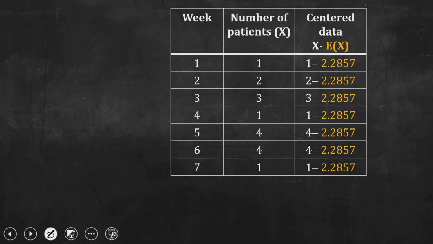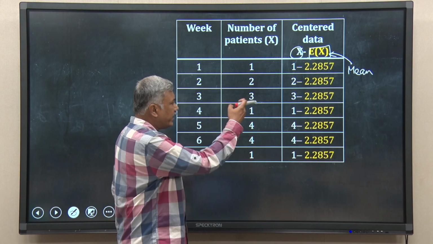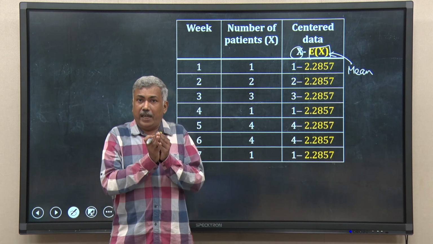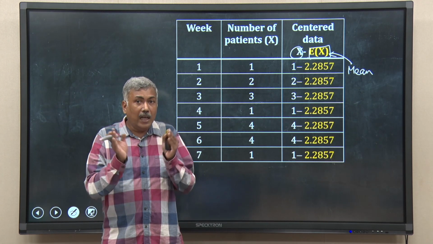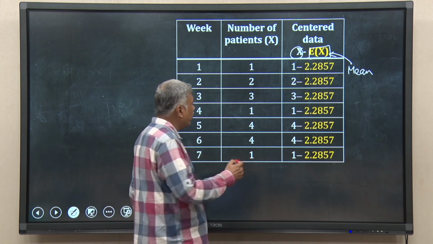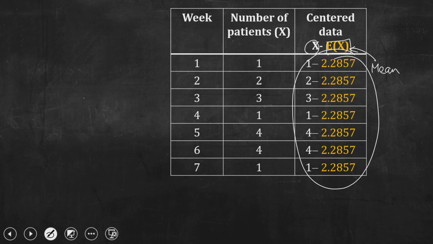What I have done here is I have taken each value and subtracted the mean from it, because this is my mean. If you remember, in the previous slide I showed the mean is 2.2857. So, I am subtracting that value from each of these values. I have centered the data. Why have I centered the data? I have subtracted the value of the mean from each of them, and if you calculate the mean of all these centered data, you will find the mean will be 0.